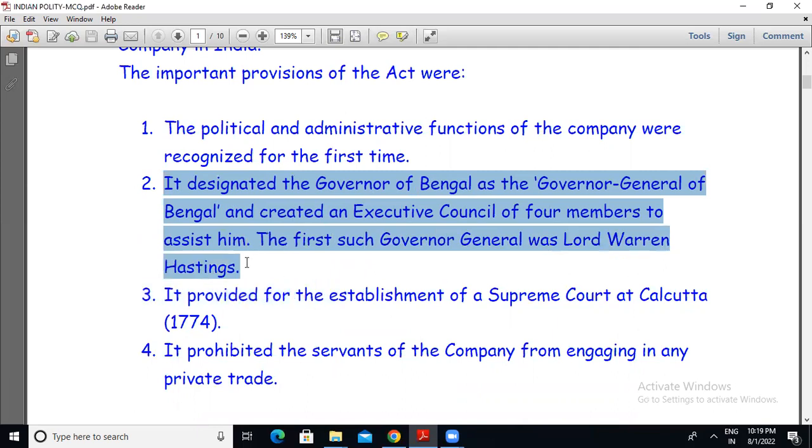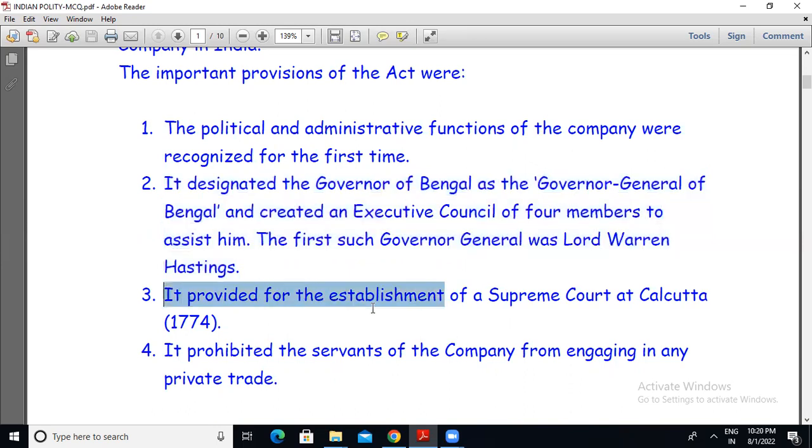So, it is very important that the Regulating Act of 1773 made the governor of Bengal the governor general of Bengal, with an executive council where four members were there to assist him. And the question may come that who was the first governor general of Bengal? He was Lord Warren Hastings. So this is according to the 1773 Act. Then it provided for the establishment of the Supreme Court at Calcutta.